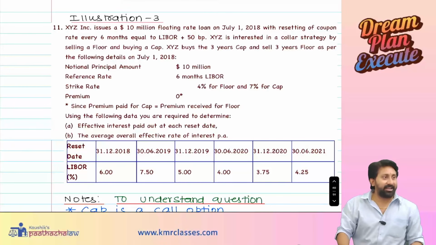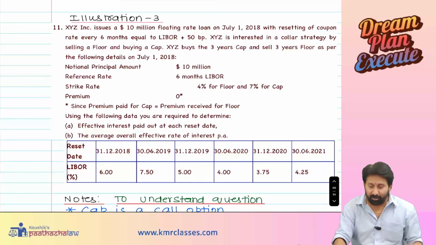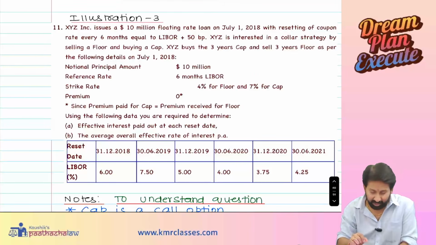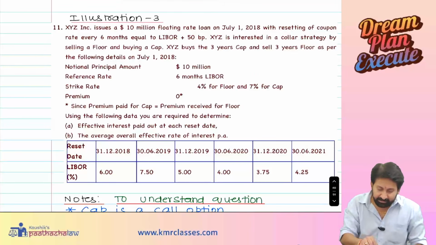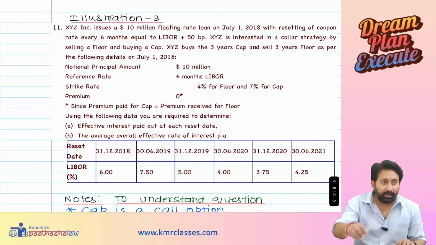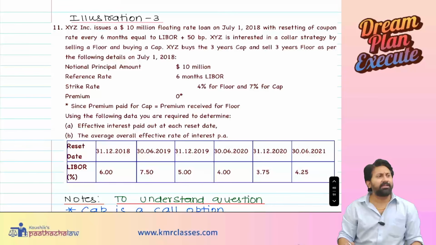So XYZ issues the bonds, everything they have given. Strike rate 4% floor, 7% cap. This is a strike price, locked by us. Sir, why is the premium 0? Listen, I am taking a collar strategy. Collar means what? It's a combination of both put and call.